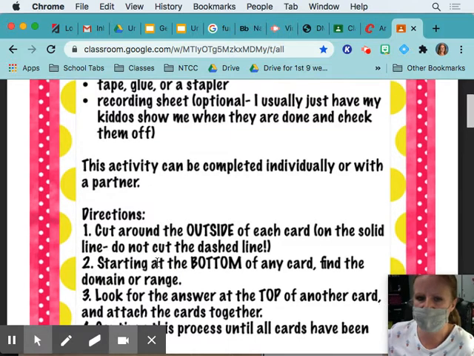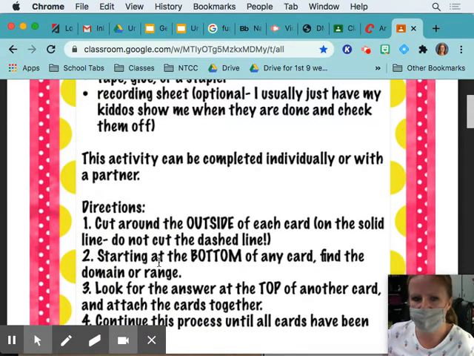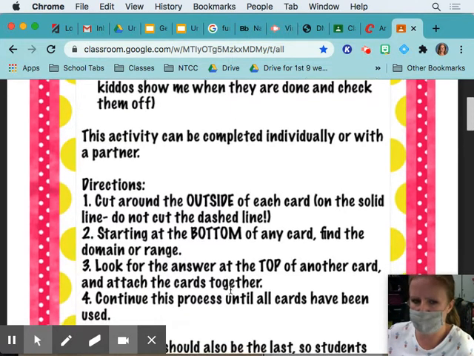Cut around the outside of each card. Do not cut the dashed line. Starting at the bottom of the card, find the domain and range. Look for the answer at the top of another card. We're not going to attach the cards together. We're just going to stack them up, and then we are going to do the recording sheet.